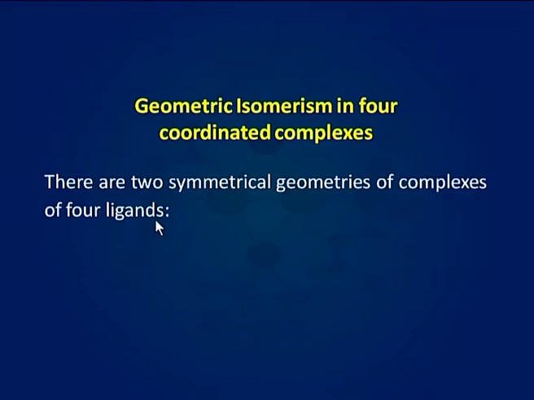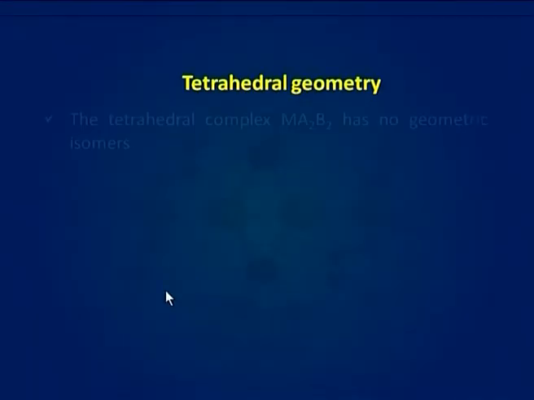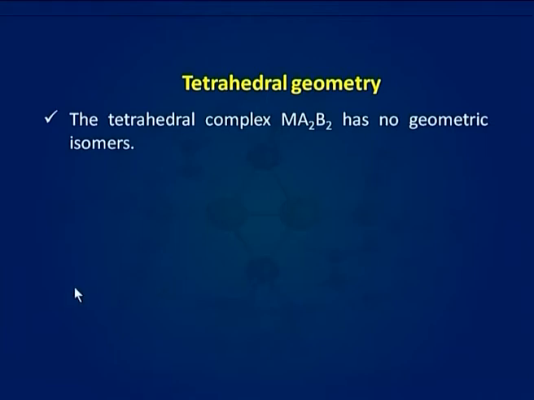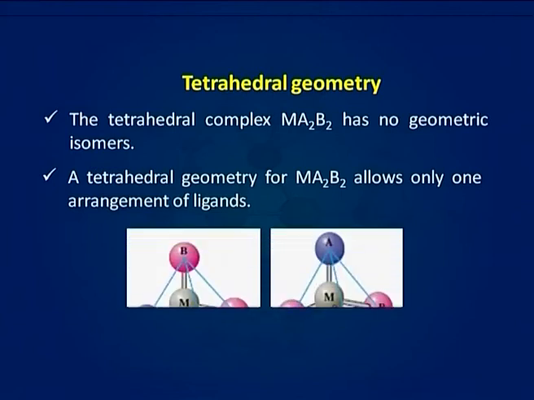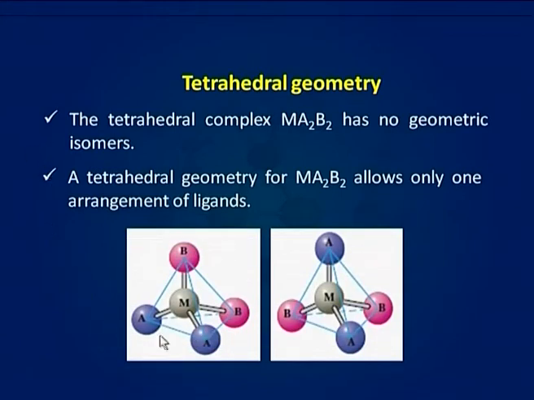There are two symmetrical geometries of complexes of 4 ligands: tetrahedral and square planar. Let us discuss geometrical isomerism for tetrahedral geometry. The tetrahedral complex MA2B2 has no geometric isomers. As this figure shows, a tetrahedral geometry for MA2B2 allows only one arrangement of the ligands. The group on the top can be rotated to look like the group on the bottom. A and B are any two ligands. In this case, all the 4 ligands are symmetrically arranged with respect to one another, hence geometrical isomerism is not possible.